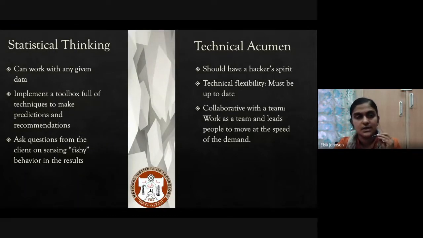Statistical thinking. That means this person can work with any given data. So when you go to a company or when you're doing a research problem, you can get data from different sources. So you should have the thinking ability to implement a toolbox full of techniques and to make predictions and recommendations. And you should be able to ask questions of the client when you sense that some fishy behavior is there in the results. So statistical thinking should be there.